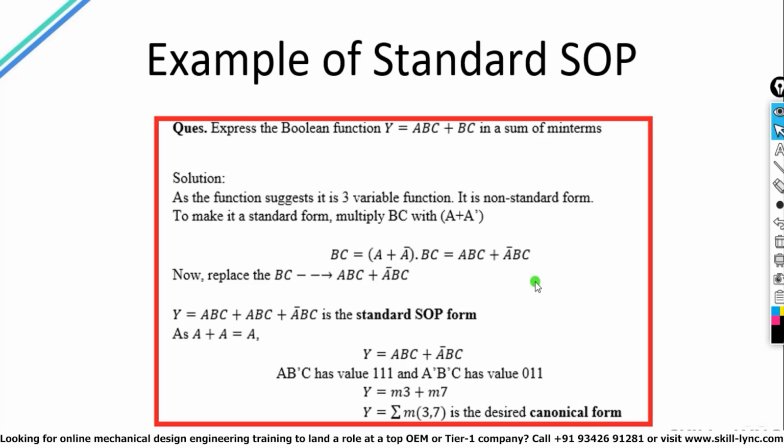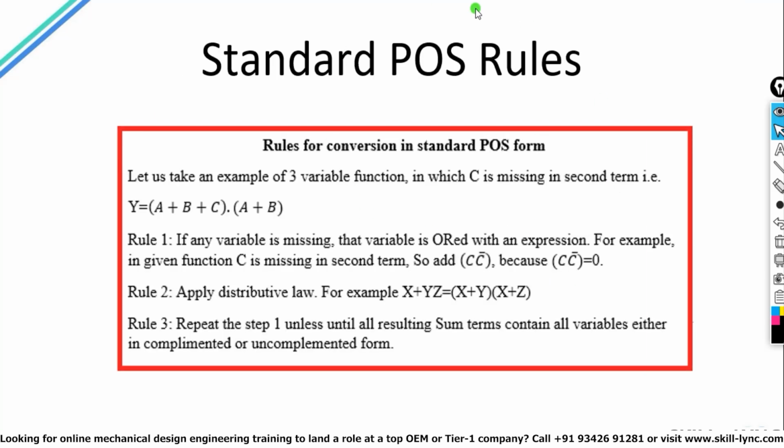So this is the example of standard SOP. Now the case is standard POS. Again, the basic fundamental rule is the same. Standard means that in the function each and every term should have all the variables present. For example, if the function is 4 variable A, B, C, D, each and every term should have A, B, C, D inside it, whether in complemented or uncomplemented form. That is not an issue.